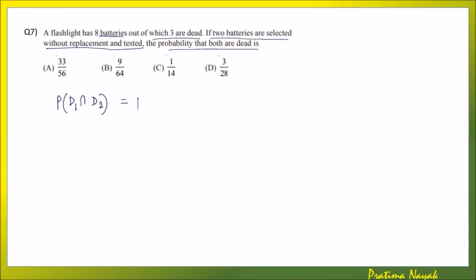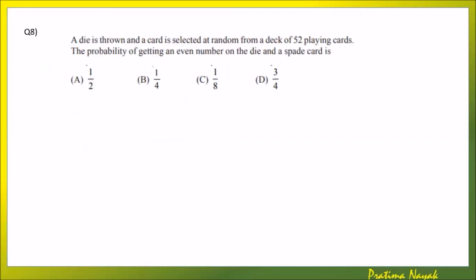So first dead will be how much? It will be 3 by 8. Now when you are not replacing, then total dead remaining is 2 and total batteries will be 7. So the sample space will become less. You can cancel 2 with 4, 8. So this will be 3 by 28 is the answer. So this is a simple question.